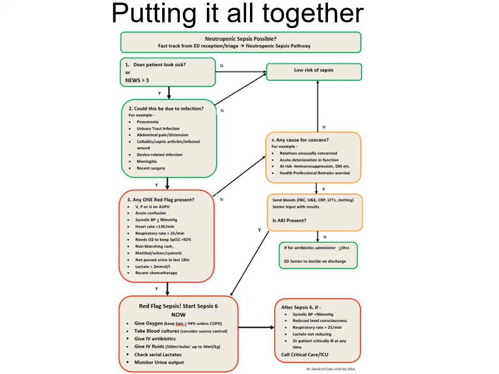The other thing to remember is source control. Without source control, you're unlikely to do well with the patient. So if a urinary catheter, which has been indwelling, is the source of infection, it's important to change that. If the patient has an intra-abdominal abscess, then it's important that you escalate this to the appropriate surgical team for intervention. So please don't forget about timely early referrals to these particular specialties because they have a part to play as well.